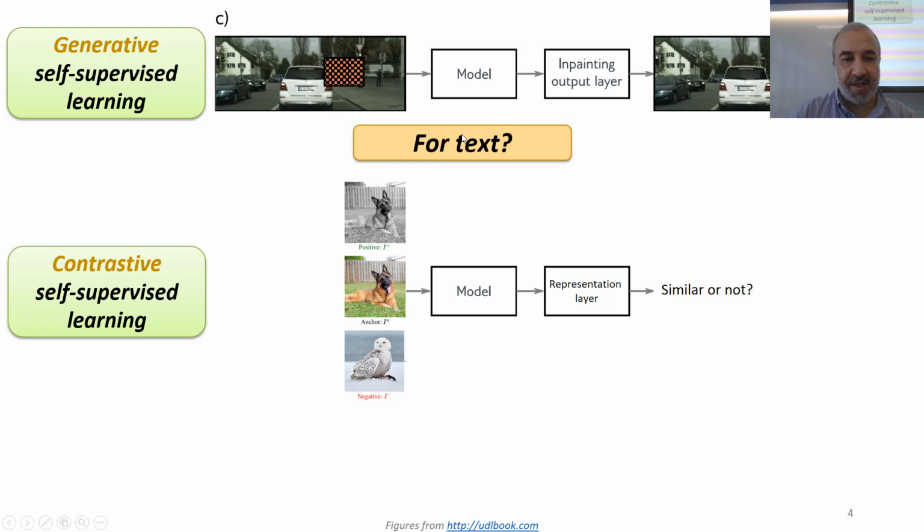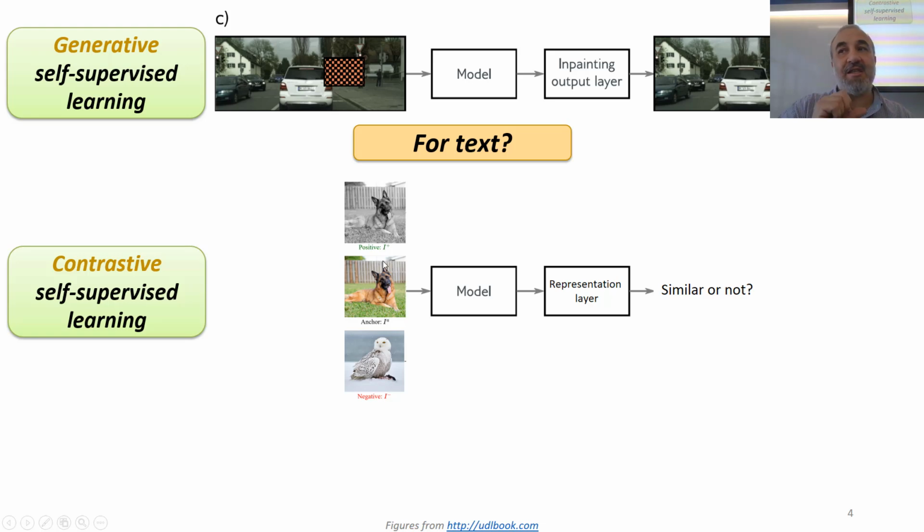For example, you see this image of the dog? I can generate a version of this in different ways. One of them is to change the colors. Still, this is an image of a dog, right? And we can say that these two images are similar, right? So we call this a positive pair.